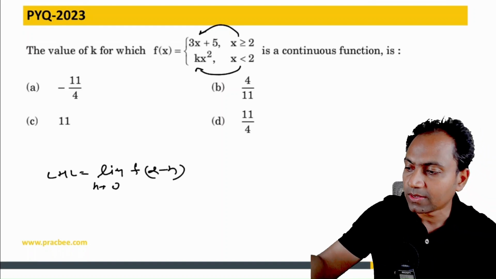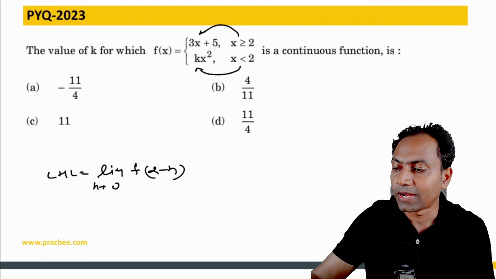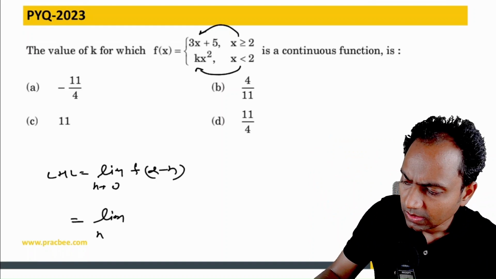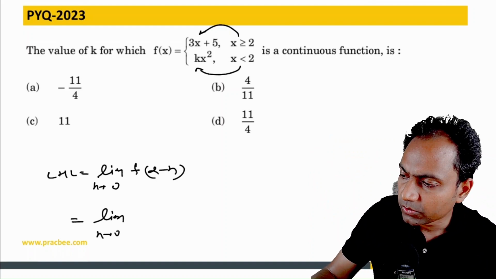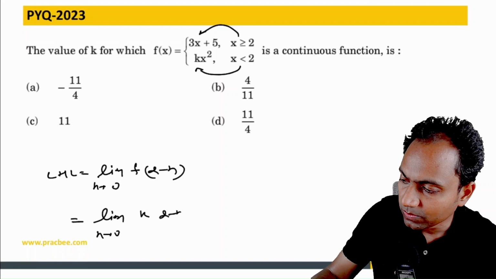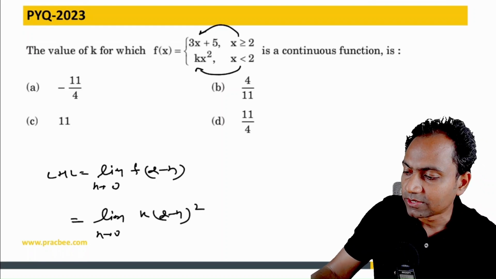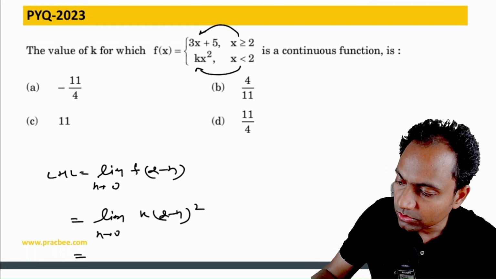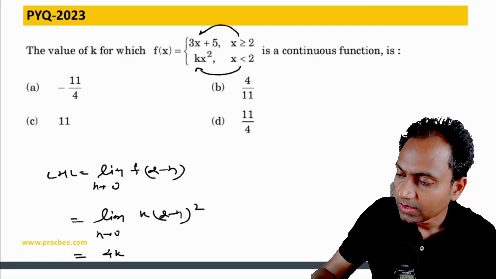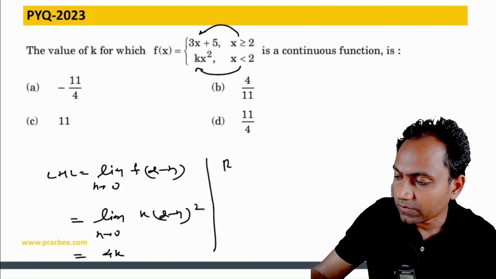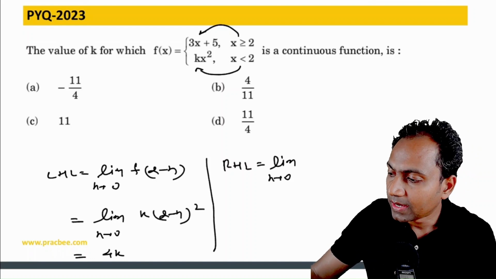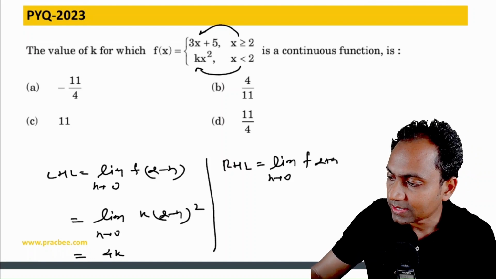Now when you are taking a value of x less than 2, you'll have to use the second part of the function. So here what we can do is we can put this as k into (2 minus h) whole square, and since it is a determinate limit, I can directly substitute the value of h as 0, and if I do so, this becomes nothing but 4k. Similarly, if I want to find the value of RHL, what I can do is limit h tends to 0, f of 2 plus h we will have to find.